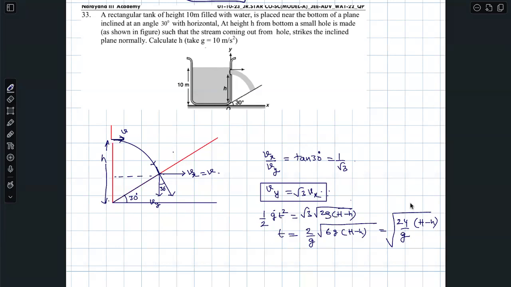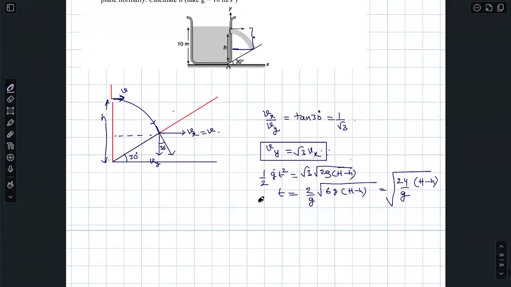Now, what else information can I use? Time is what I have. What else information can I use? You know this distance also. I am making a mistake and no one, very unfortunate, is identifying this. How can it be half g t square? Now you are telling us, sir.